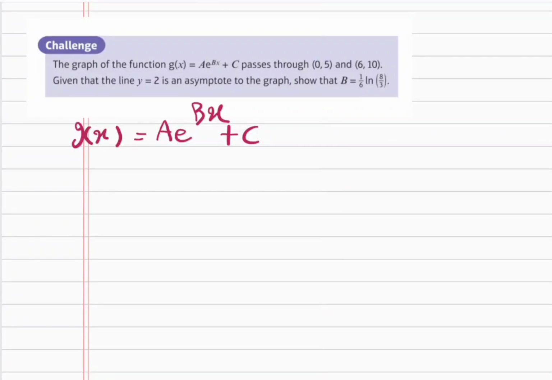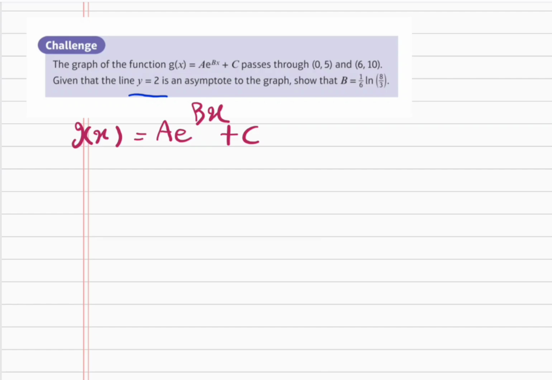Hi everyone, this video is on the challenge question of exercise 14g. The graph of the function g of x is equal to ae to the power of bx plus c, passes through points (0, 5) and (6, 10). Given that the line y is equal to 2 is an asymptote to the graph, we want to show that b is equal to 1 over 6 ln 8 over 3.